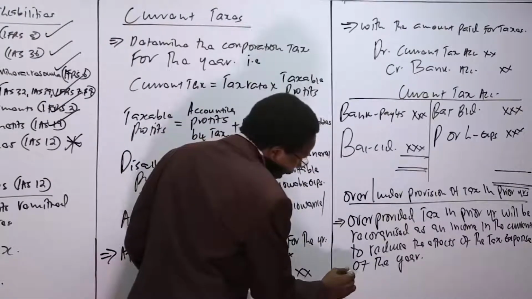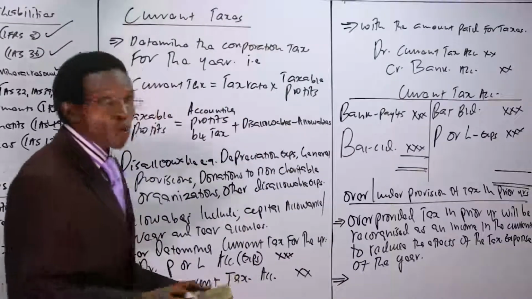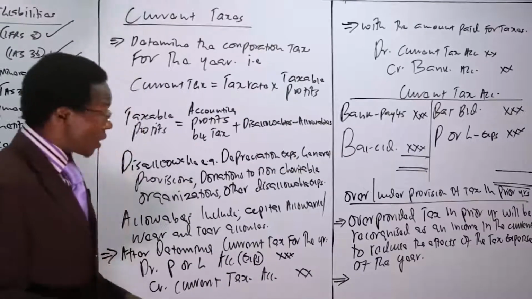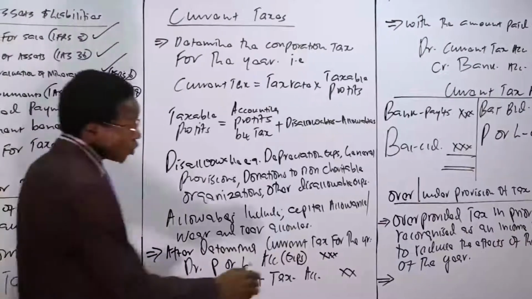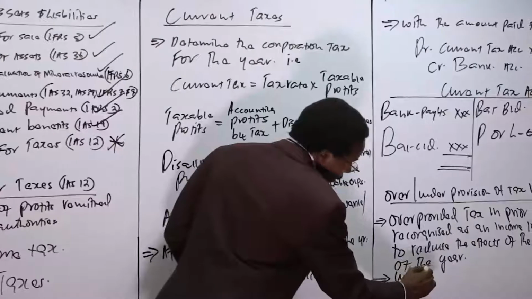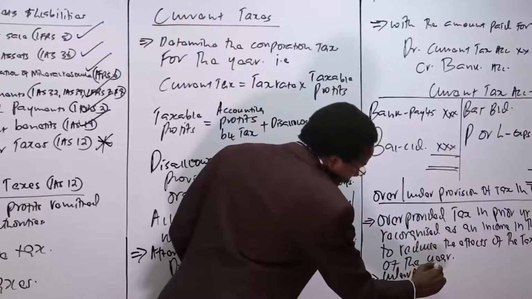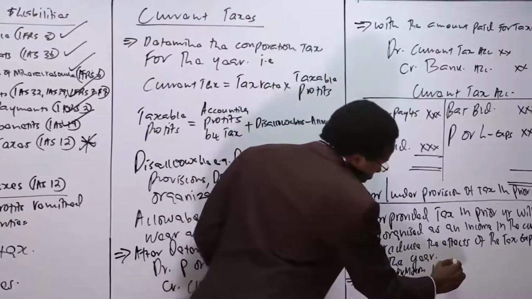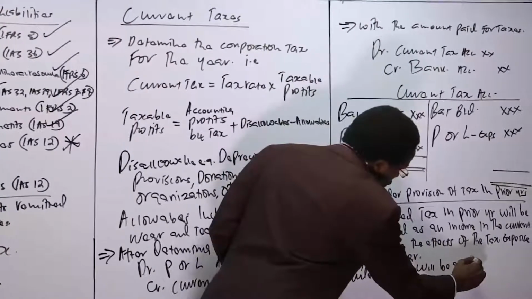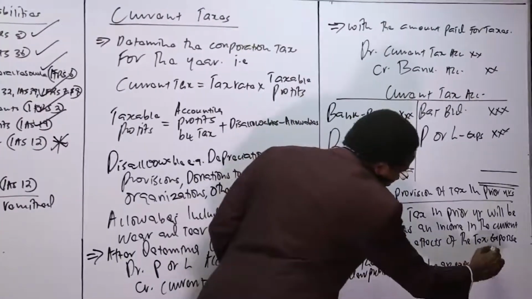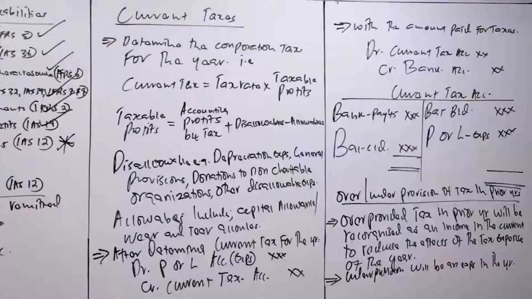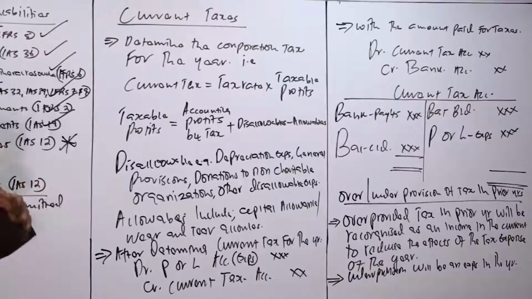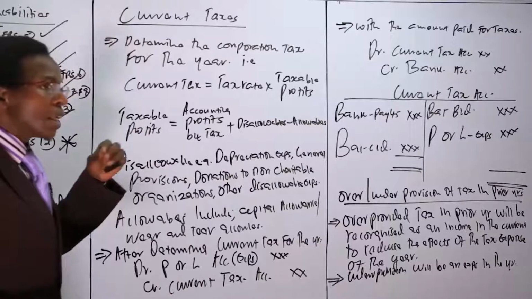The same thing with an under provision. An under provision will be considered to be an expense. The under provision will be an expense in the year. So it will increase our current tax expense for the current year. So those are some of the items that you may have when we are dealing with taxes.